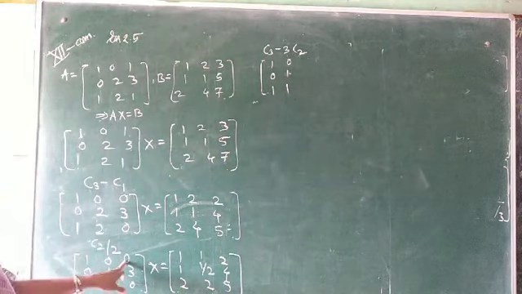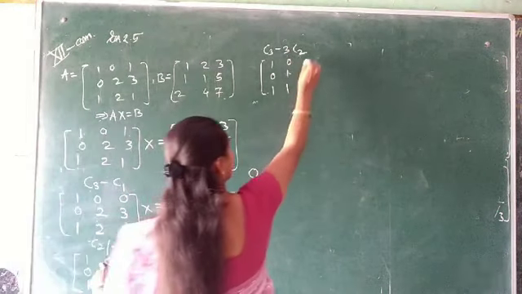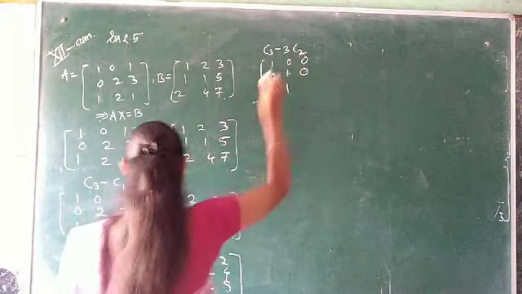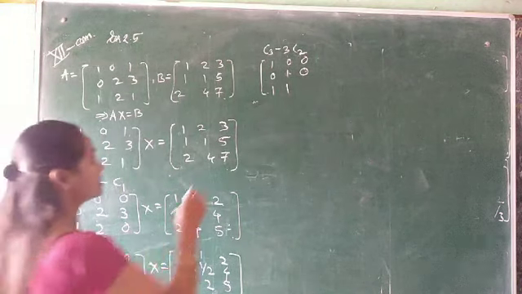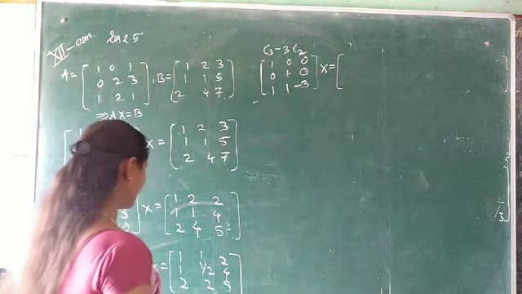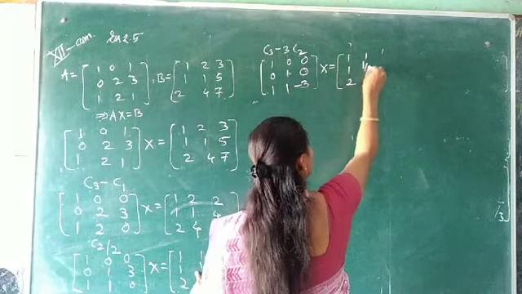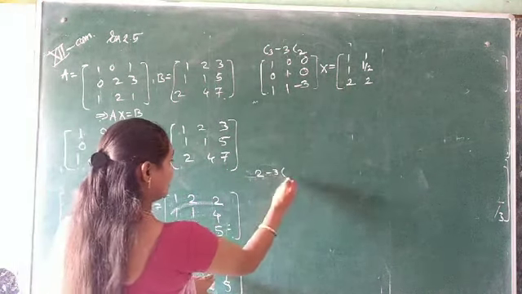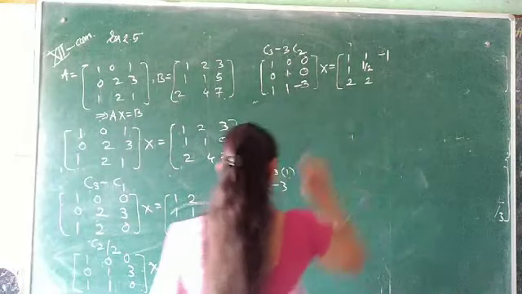C3 minus 3 C2. See here 0 minus, again it is 0. So the first element is 0 here. Now 3 minus 3 it is 0. And see here C3 minus 3 C2. C3 is 0 minus 3 into 1. Since it is X, the corresponding change in B also: 1 1 2, 1 half 2. Now see here C3: 2 minus 3 into corresponding C2 1. So 2 minus 3 it is minus 1.